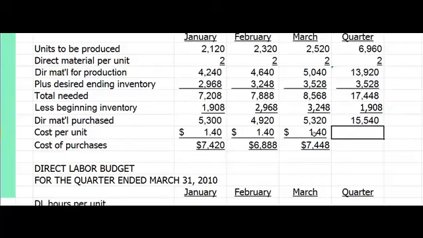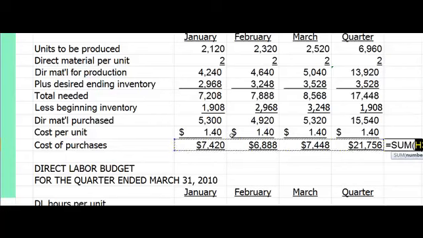Now the costs will stay the same, so I can copy over these equations. And so I need $21,756 for the quarter. Now, you can do a check figure so that you can see if you have done this correctly, or if the worksheet is working properly. And that is, these 3 months should total $21,756. So we do the auto sum, and I'd only want to pick up these 3, and so these 2 amounts here should be the same.